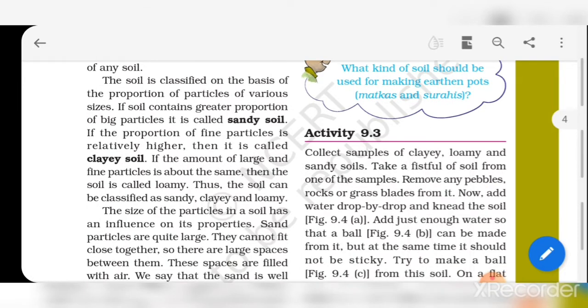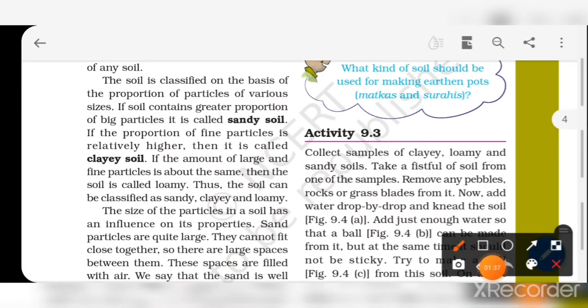The soil is classified on the basis of the proportion of the particles of various size. The soil containing a greater proportion of big particles is called the sandy soil. जिसमें जो big particles होते हैं उसे क्या कहते हैं हम? Sandy soil बोलते हैं. It is called sandy soil. If the proportion of the fine particles is relatively higher, then it is called the clay soil. Okay, जो relatively higher होते हैं particles, fine particles, उसको बोलते हैं clay soil.